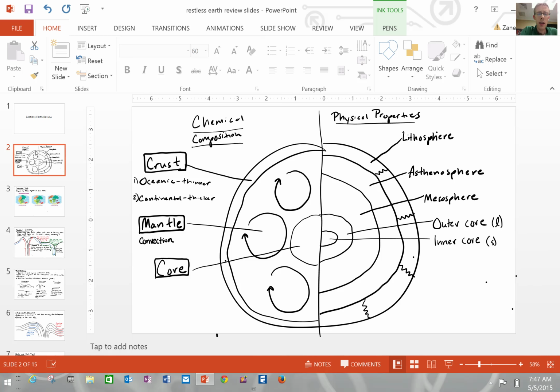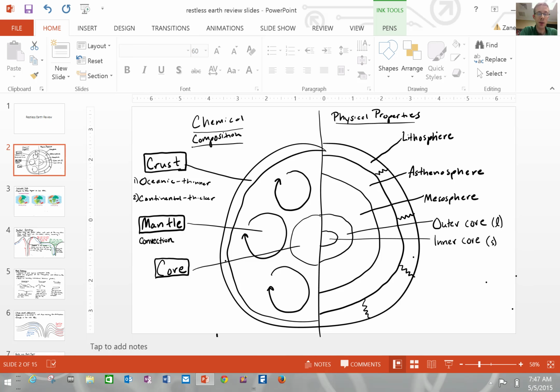Now generally, oceanic crust is thinner than continental crust, and we can see evidence of that because a lot of seismic and volcanic activity goes on underneath the oceans that we don't really even know about. So just think oceanic crust, very active. It's got to be a thinner crust than the land that we stand on.